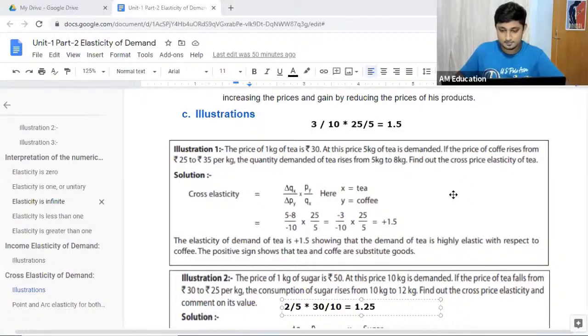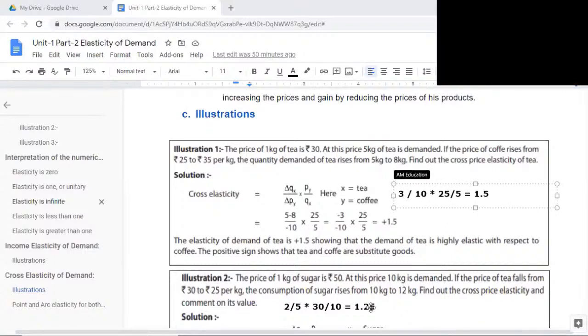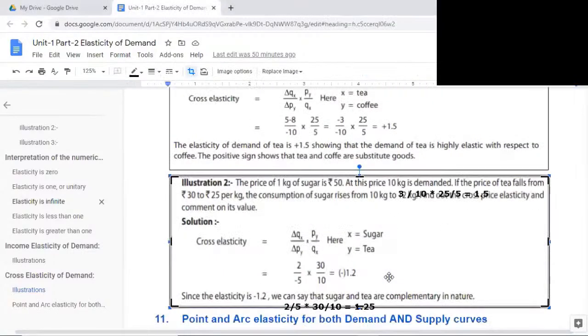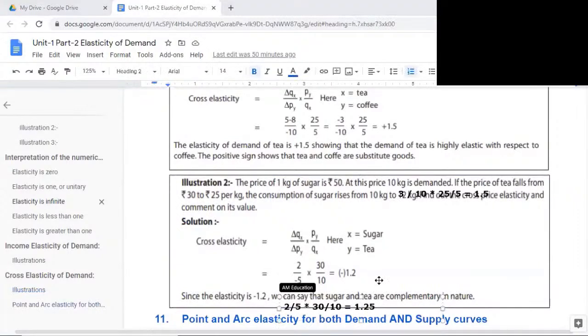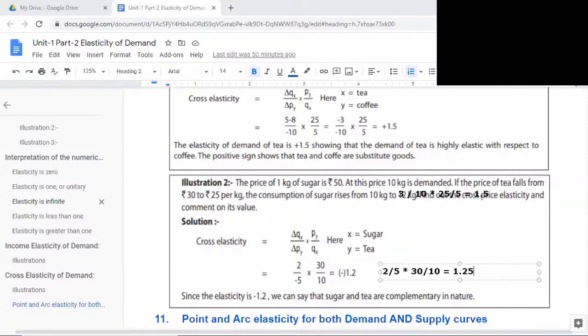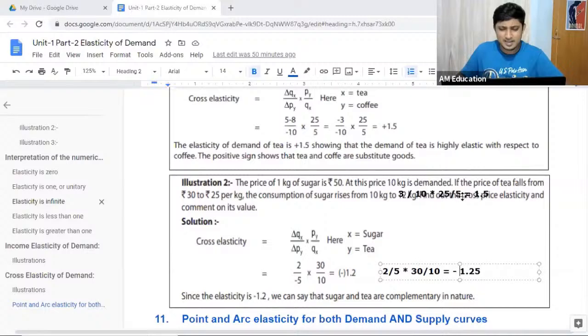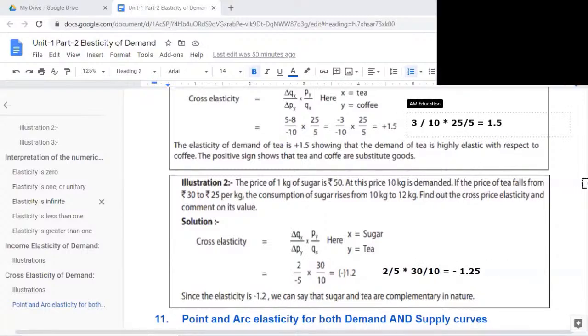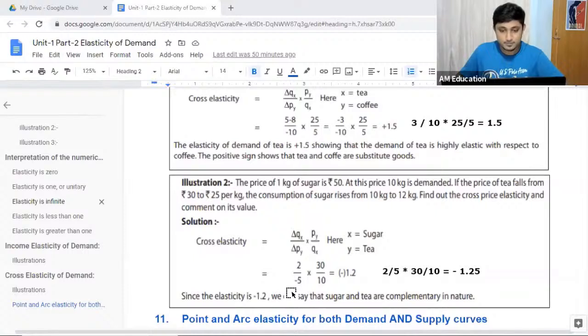Lovely. 1.2, sir. Yeah. And see, here he got a negative elasticity. Sir, negative only, sir. How did you get this minus and plus? 30, it's decreasing, sir. It's decreasing to 25, sir. So it is minus 5. And here also it is minus 3 by minus 10. So minus minus cancel, is it?